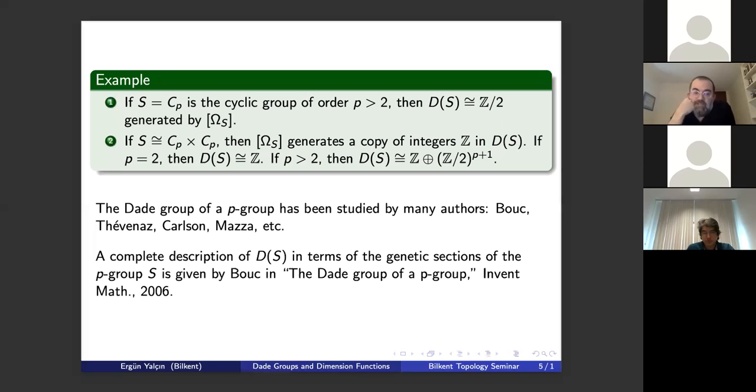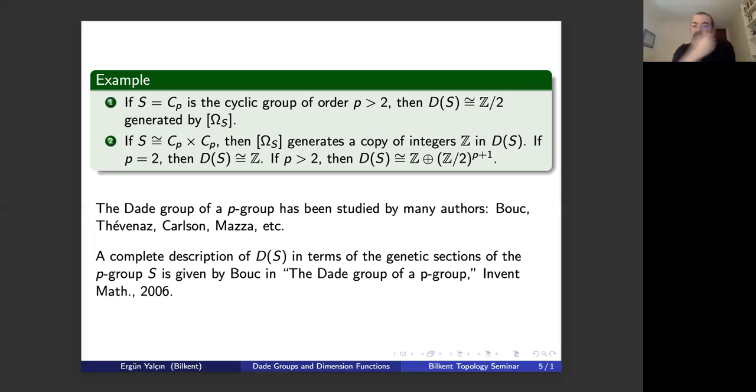So Serge wrote a very nice paper, published in 2006, which can be considered a complete description of the Dade group of a p-group in terms of these genetic sections. Of course, it might be difficult, for a given group, to say exactly what the group is, because you have to understand genetic sections and how they're related. But it's still a very good description of what the Dade group is.